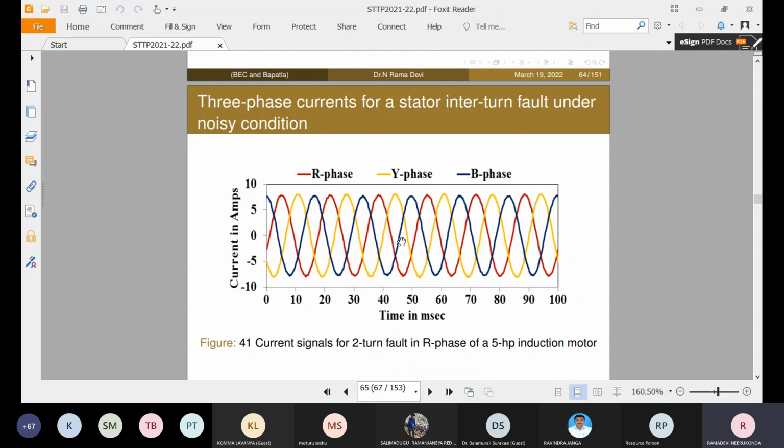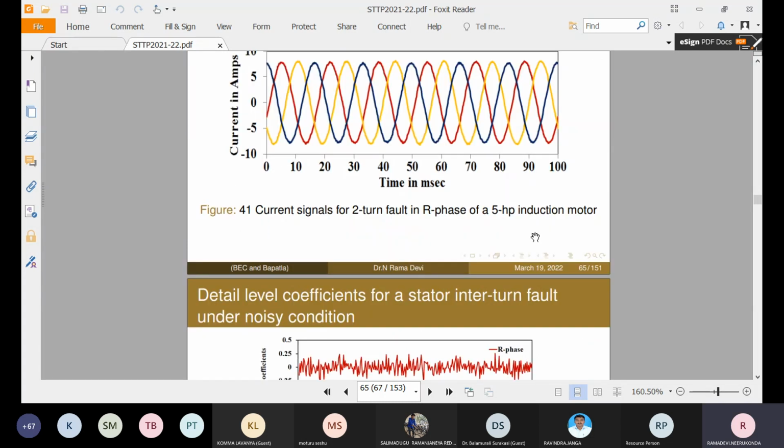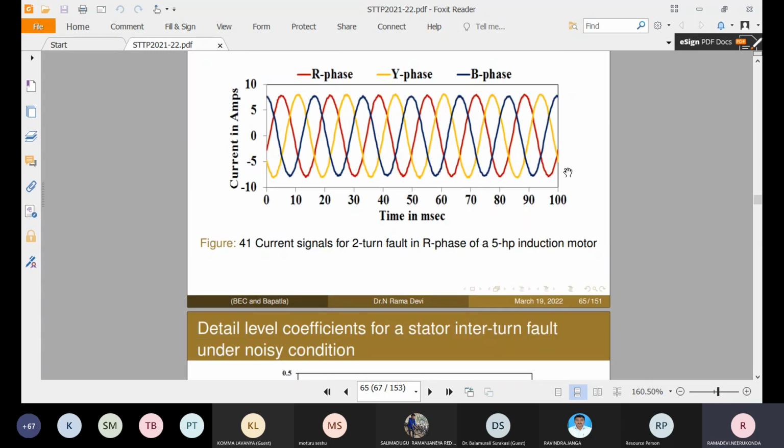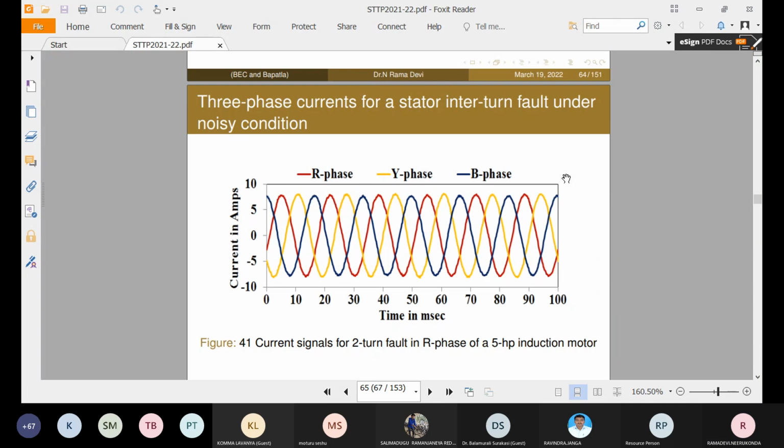It's not a pure sinusoid. It has some distortions in the path of the sinusoid, but it's similar to the shape of a sinusoid. So to check the effectiveness of the algorithm, we take the noise injected signal under a two-turn fault in R phase condition.